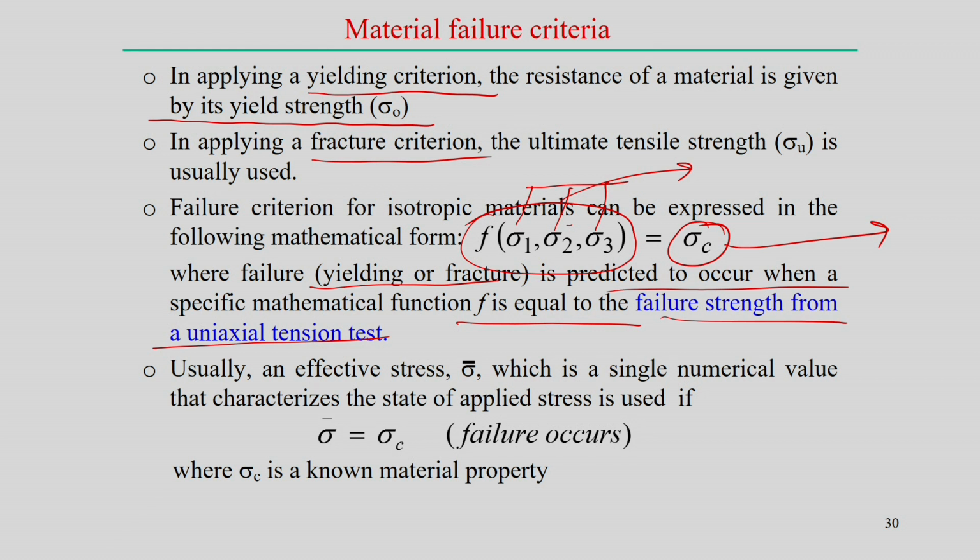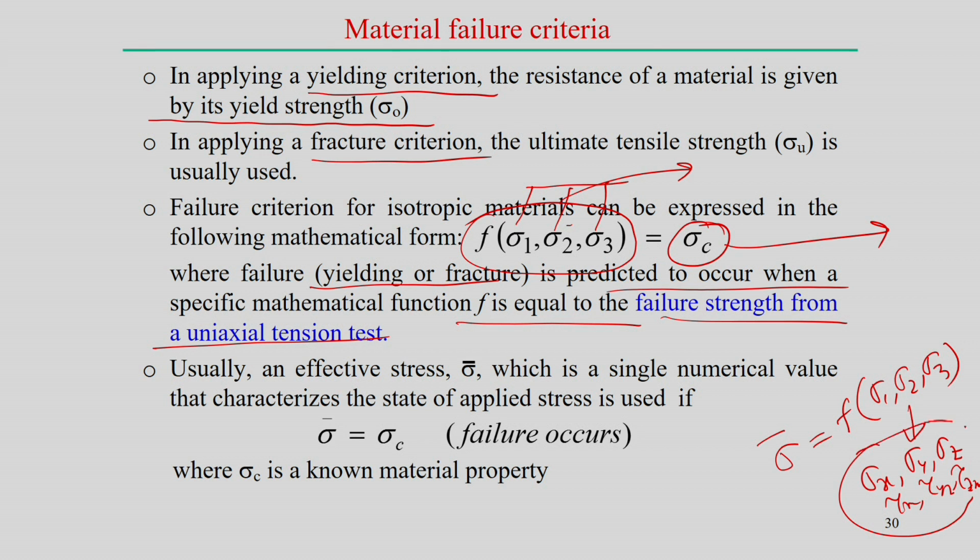Now, usually the effective stress is significant because it can be represented by one single numerical value. It can be a function of sigma 1, sigma 2 and sigma 3, because these are the principal stresses, which are basically defined from sigma x, sigma y, sigma z, tau xy, tau yz, tau zx. Therefore, this is the original state of stress acting on a particular material in a certain situation.